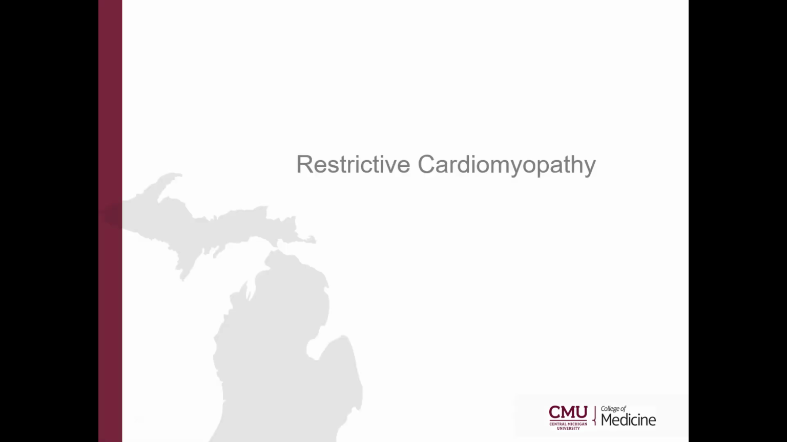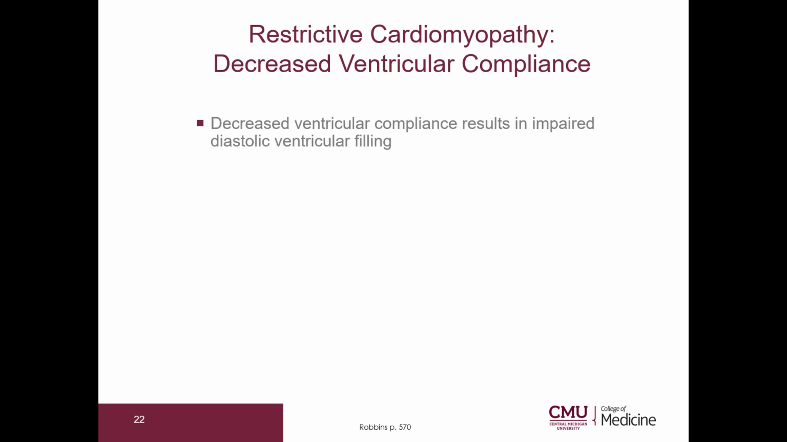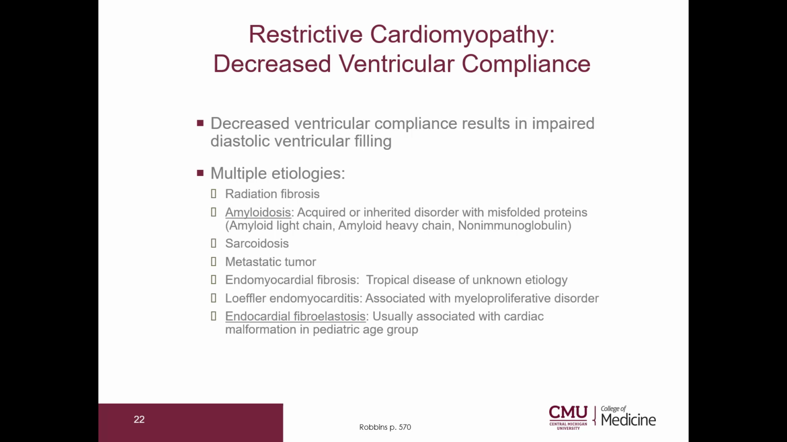Let's go on to restrictive cardiomyopathy. With restrictive cardiomyopathy, there is decreased ventricular compliance. This will result in impaired diastolic ventricular filling. There are multiple etiologies including radiation fibrosis, amyloidosis, sarcoidosis, metastatic tumor, endomyocardial fibrosis, Loeffler endomyocarditis, and endocardial fibroelastosis.